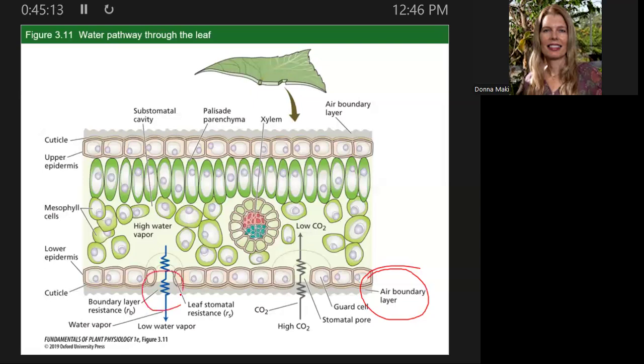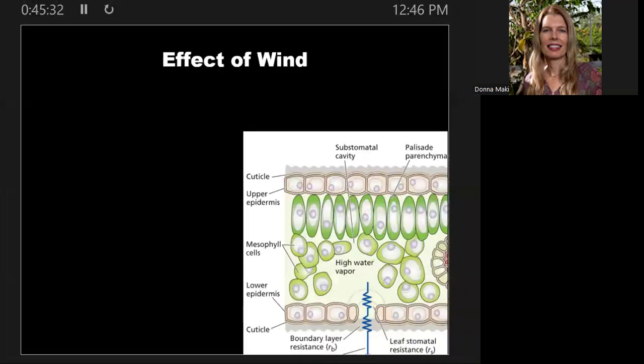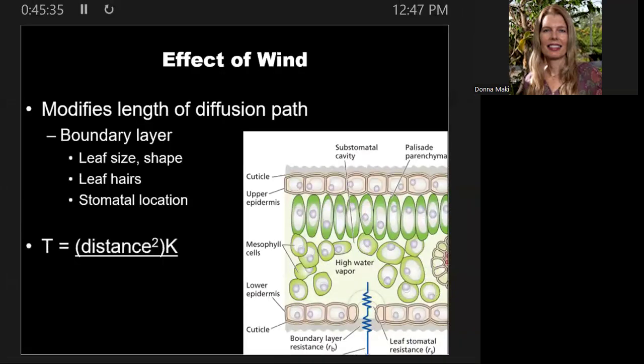And still air creates more friction than stirred up air. It's moving around like crazy. Then you won't have such a squiggly, so much frictional forces. So thinning out that boundary layer is going to allow for faster transpiration rates. And so they did a lot of measurements and tests with this, and they were definitely able to show, the fancy way to say it is that it modifies the length of the diffusion path of the water vapor molecules. Basically, you're just thinning out the boundary layer with increasing wind.